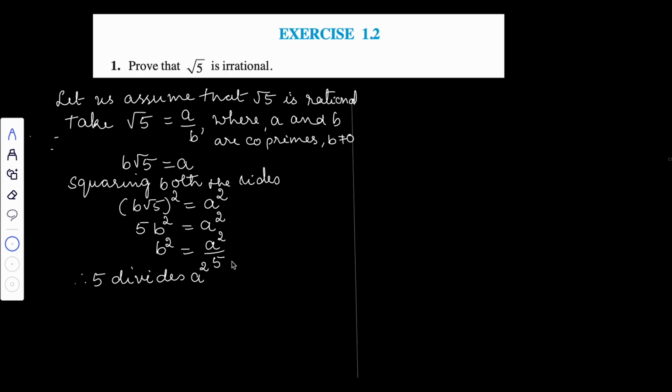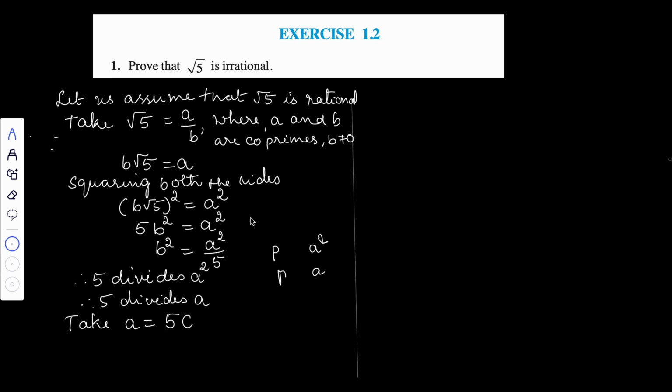So our theorem says, if p is a prime number and p divides a square, then p divides a also. So here therefore 5 divides a. Since we can divide a by 5, we can take a as a multiple of 5, that is, take a is equal to 5 into c.